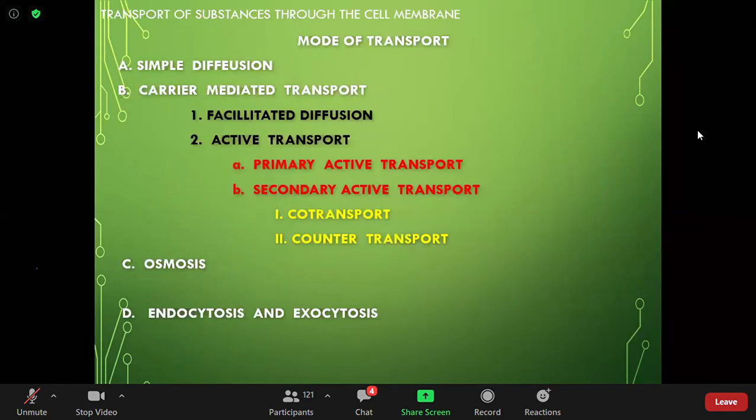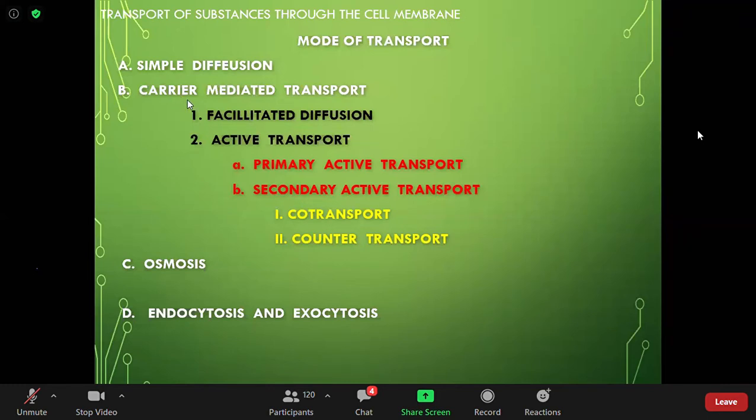So simple diffusion, what is that? Wrong spelling. You know, sometimes you do that. Why? Because the students will react to what's going on.